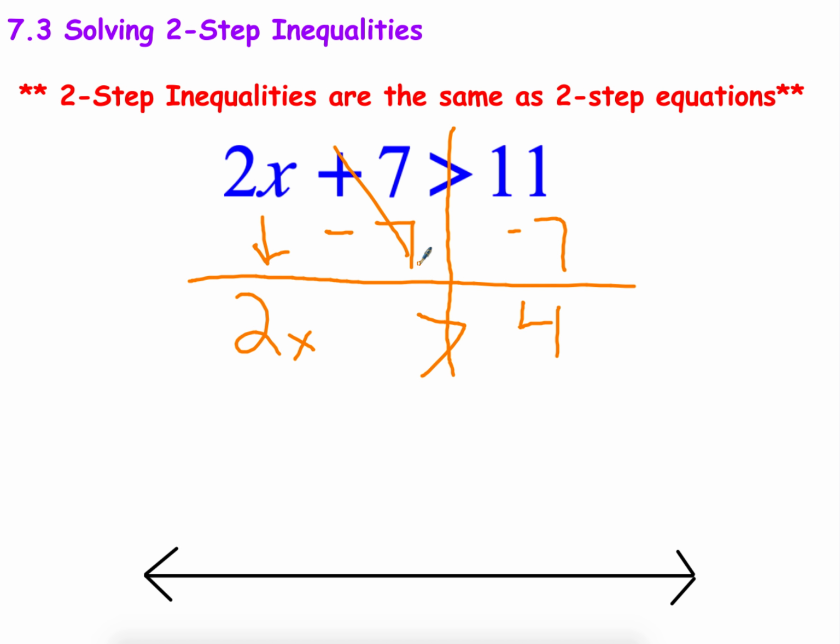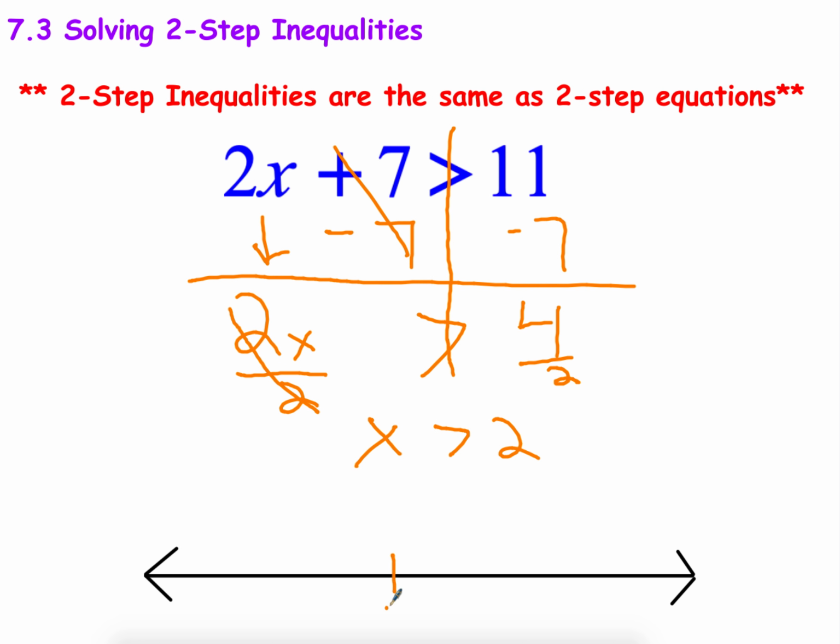Now, I need to figure out 2 times something is greater than 4. So 2 times what is greater than 4? I need to cancel out this multiplication by doing the opposite, which is division. That will get my x by itself, because 2 divided by 2 is 1, which goes away because I don't need to write 1x. So I get x is greater than 4 divided by 2, because whatever I do on the left side, I have to do on the right side, which is 2.